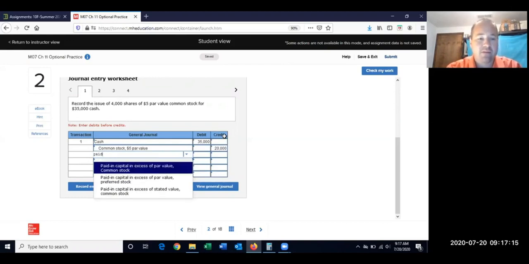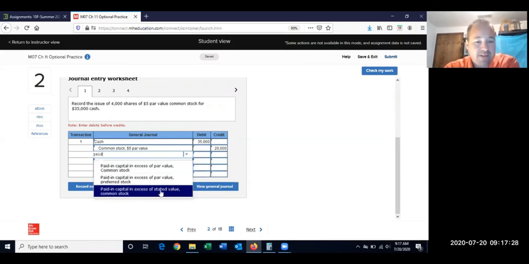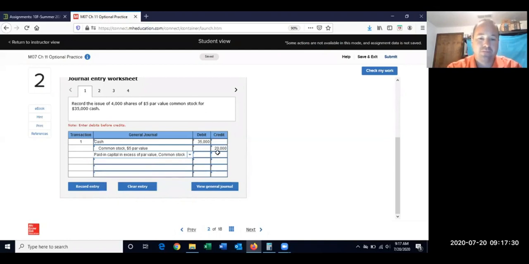And then they call it, instead of what I use, the term additional paid in capital, the book just used paid in capital. Make sure you pick the right one. So paid in capital in excess of par value, don't use the stated value. That's the only difference here, because this one's dealing with par.